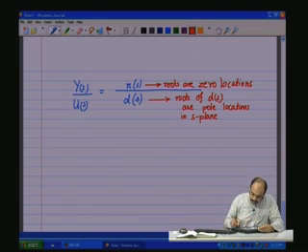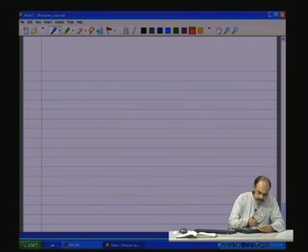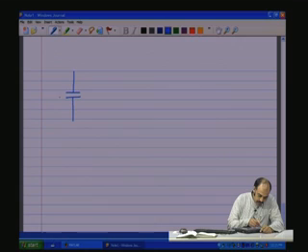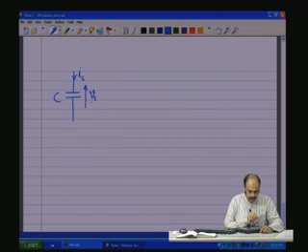Now, consider a capacitance. How do we represent the capacitance in the pole zero domain or in the Laplace domain? We have a capacitance, we have a capacitance current which is flowing, and there is a voltage across the capacitance which is the state variable, which is Vc.